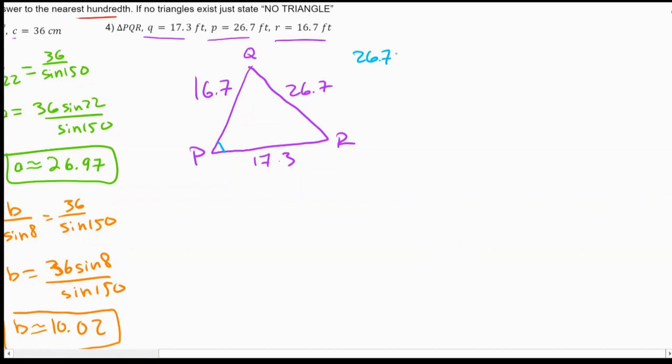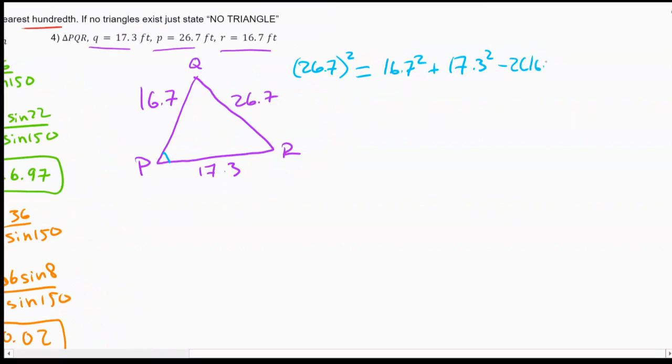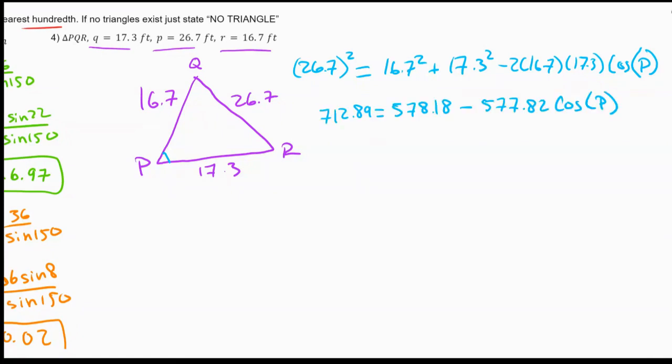So 26.7 squared equals 16.7 squared plus 17.3 squared. Ooh, this is going to get messy. Minus 2 times 16.7 times 17.3 times cosine of the angle that I'm looking for, which in this case is P. So I'm going to take a second here to plug some of this into a calculator to simplify it a little bit, and then we'll walk through the steps after that. Okay, so now I've done 26.7 squared, then I added together these two things, and then I multiplied together these three things to have my simplified version here.